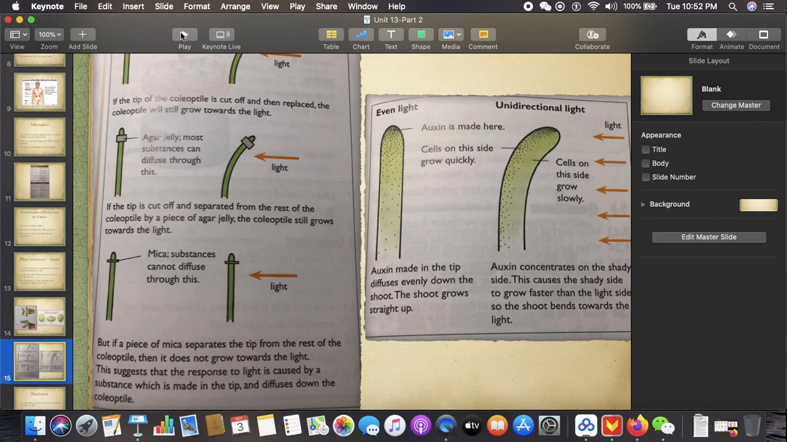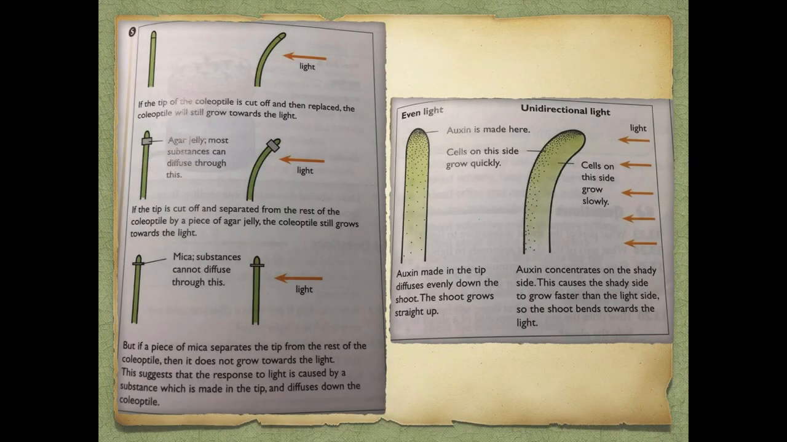Now, the picture on the left here is an experiment to test whether auxin has an effect on the plant, and by just reading it, you can see that it does. Now, the tropism only works if auxin is distributed to every single part of the plant.